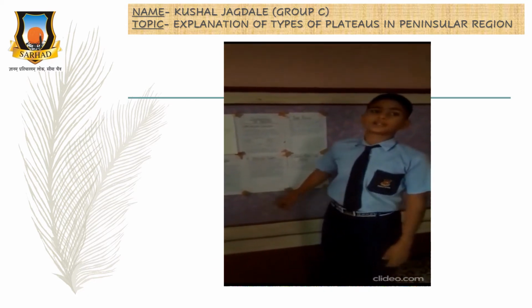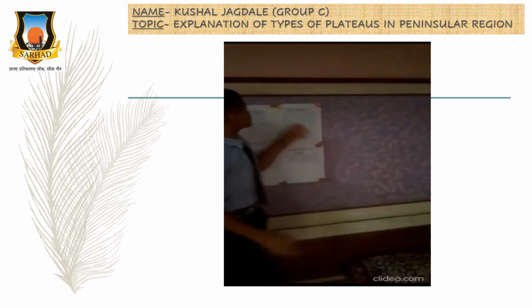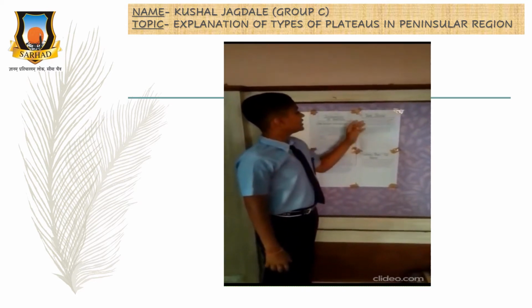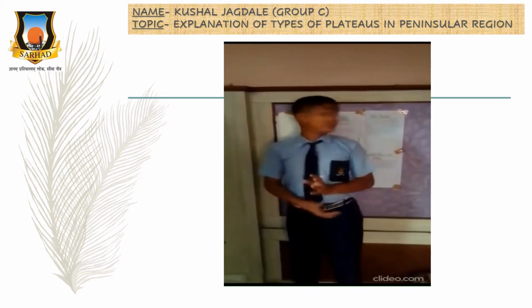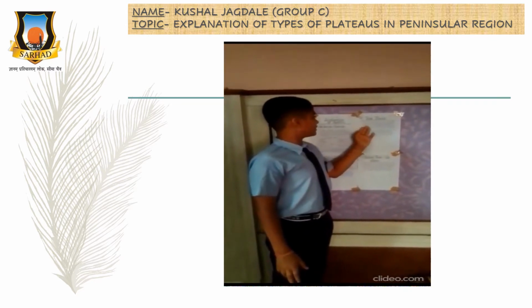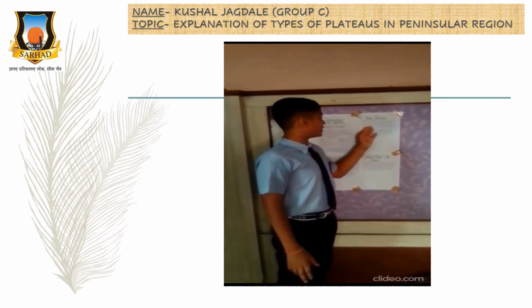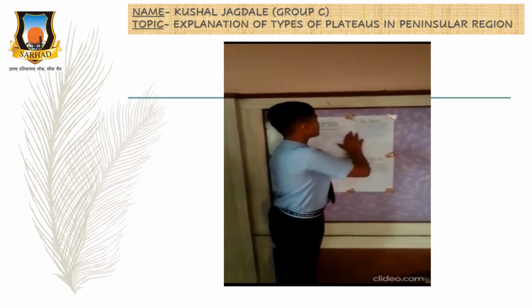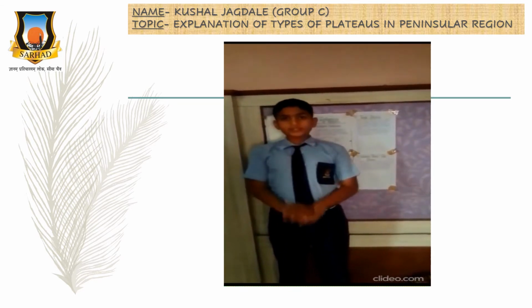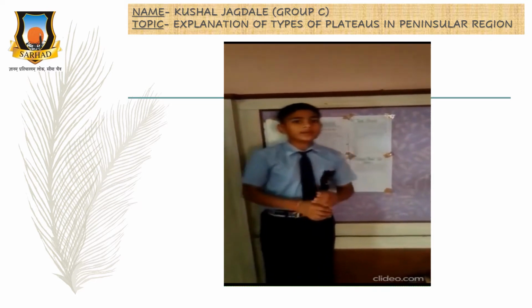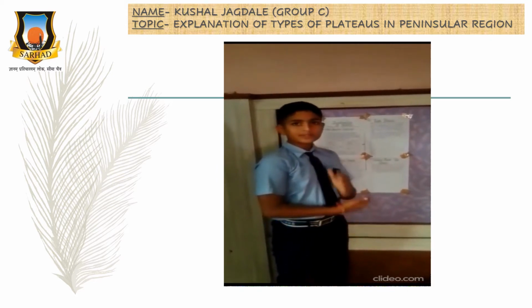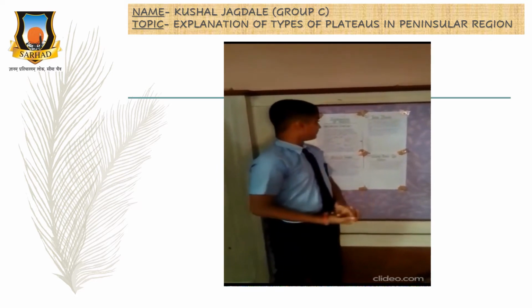Now we will see the next part, the Thar Desert. The Thar Desert is also known as the Great Indian Desert. It is a large arid region in the northwest part of the Indian subcontinent that covers an area of 200,000 square kilometers and forms a natural boundary between India and Pakistan. It is the biggest desert in India.